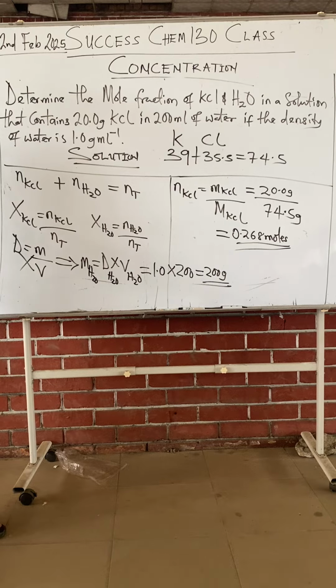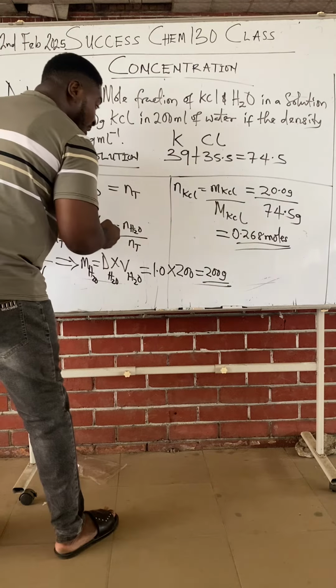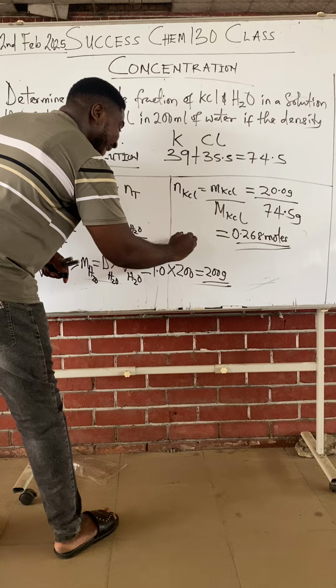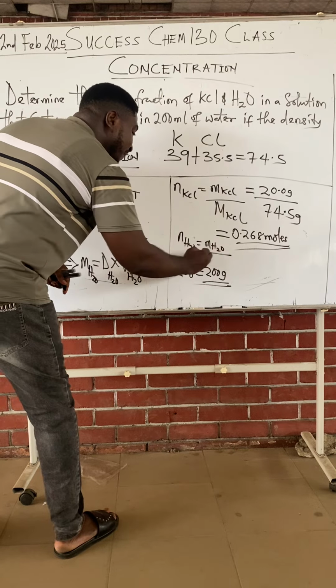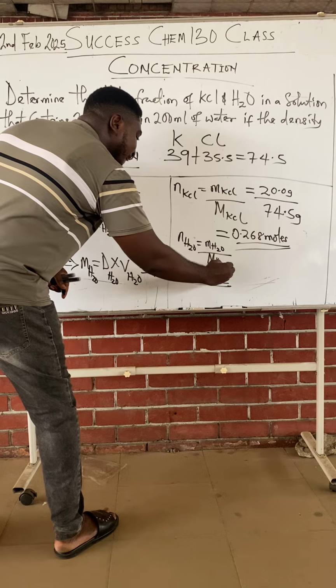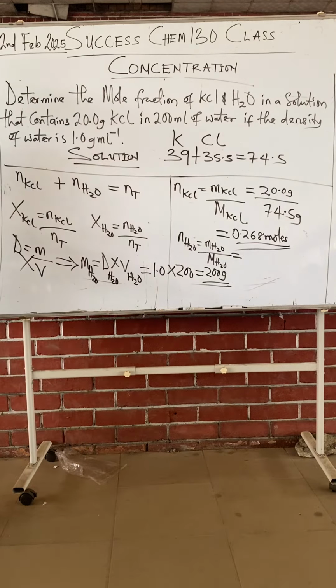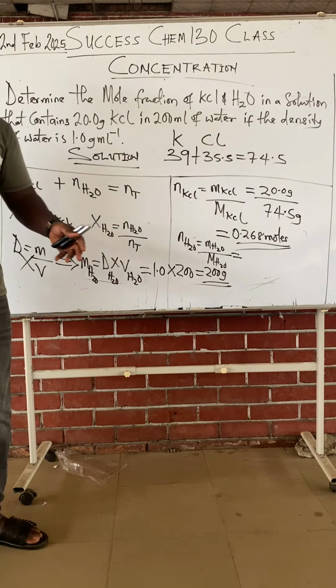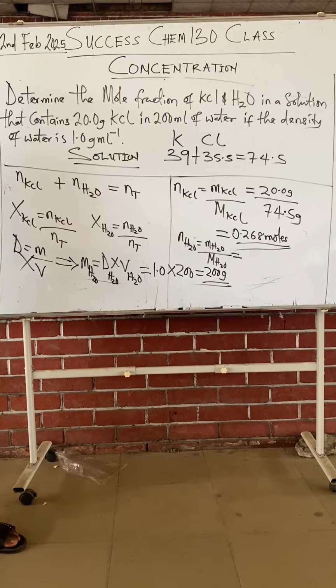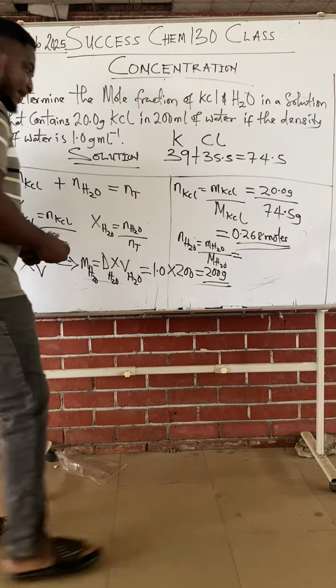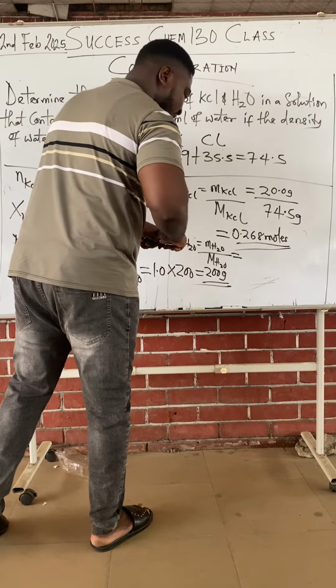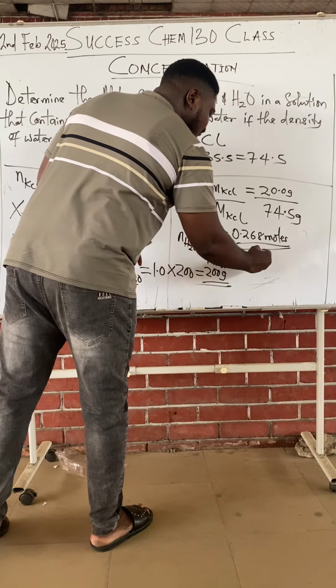Now we can get the number of moles of water. What is the number of moles of water? Mass of water divided by molar mass of water. The number of moles is mass over molar mass. So the mass of water, which is 200, divided by what? What is the molar mass of water?